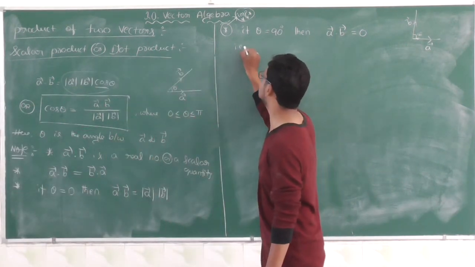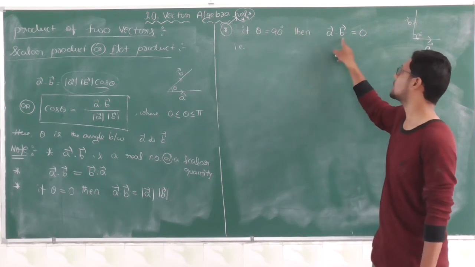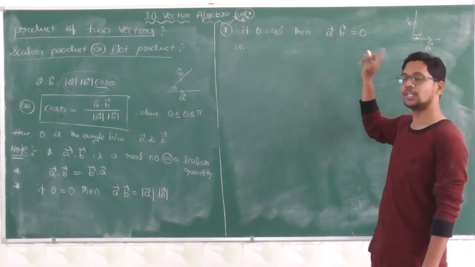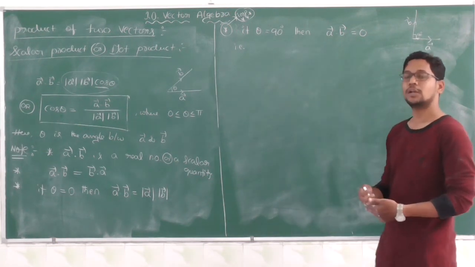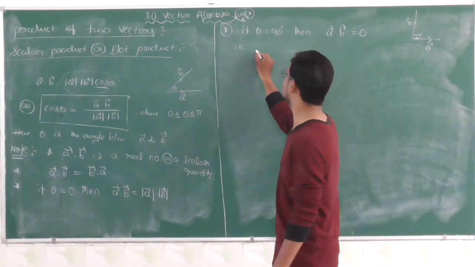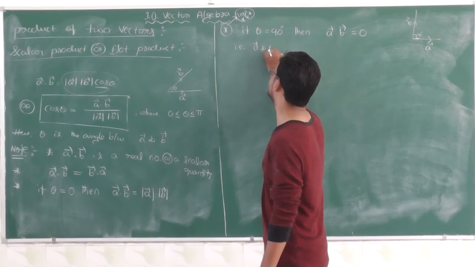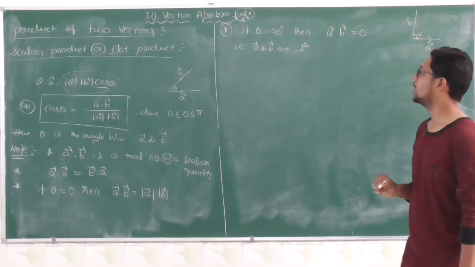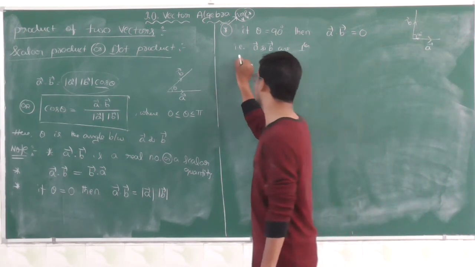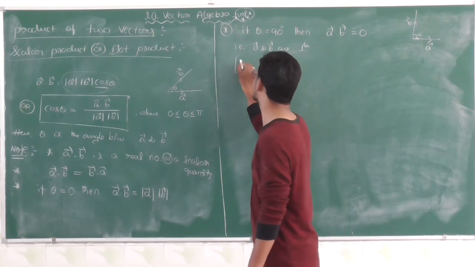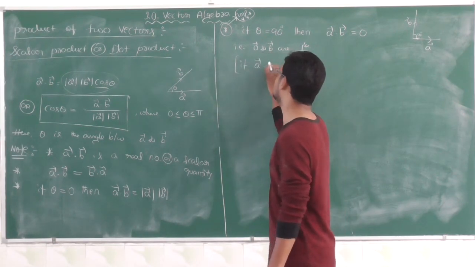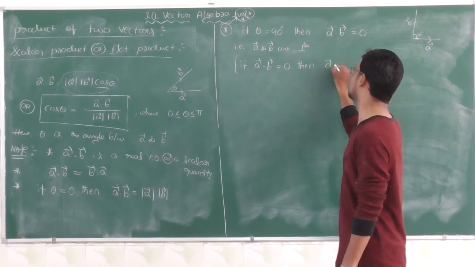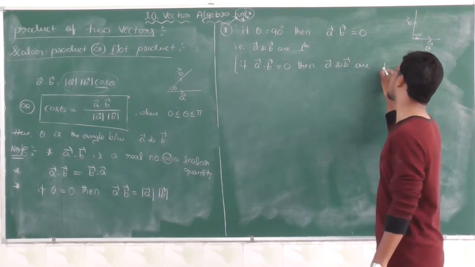That is, if theta equals 90, then A vector dot B vector equals 0. The dot product of two vectors is 0. Then you can say that the two vectors are perpendicular to each other. That is, A vector and B vector are perpendicular vectors. If you want, we can write this once again: if A dot B equals 0, then A vector and B vector are perpendicular vectors.